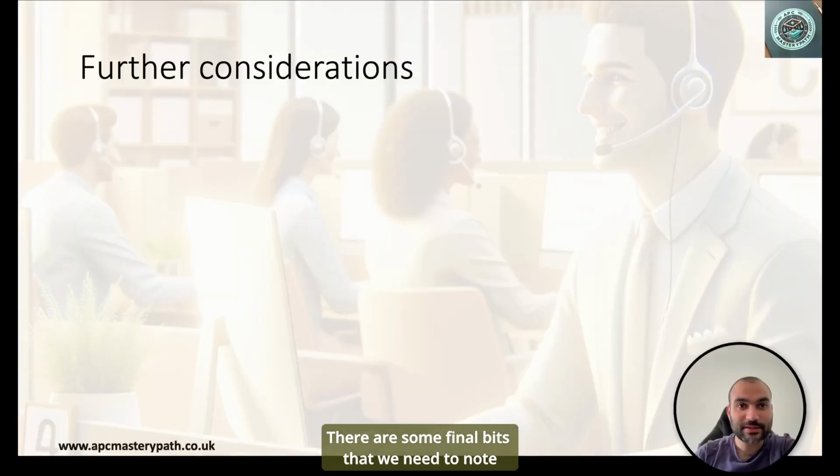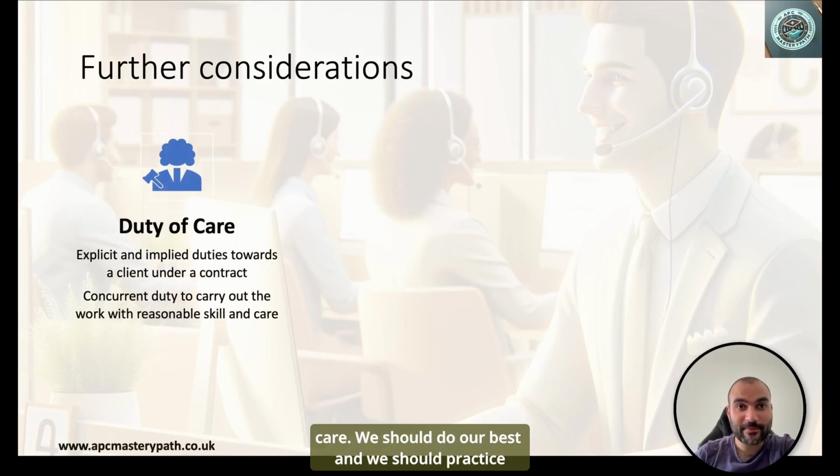There are some final bits that we need to note at the end of this level, and every quantity surveyor should be aware of. First thing is the duty of care. We should do our best and we should practice due diligence when dealing with any client work, regardless of who the client might be. We have to do our best and we have to use our skills in order to produce the highest level of service.